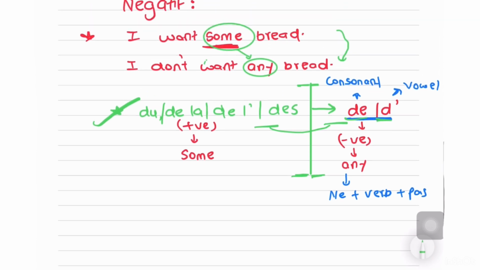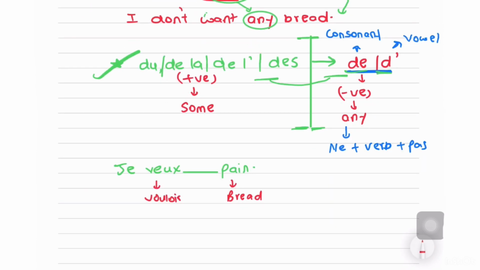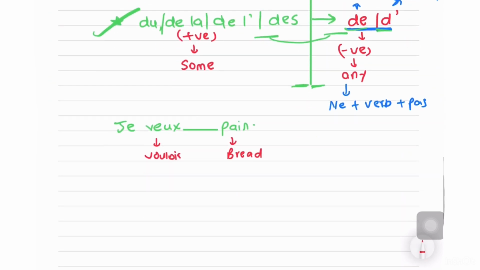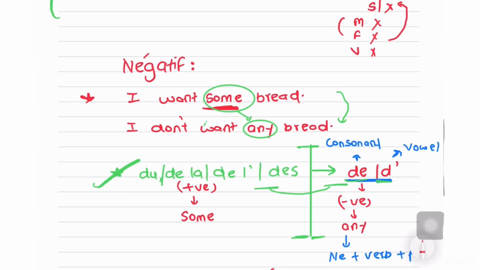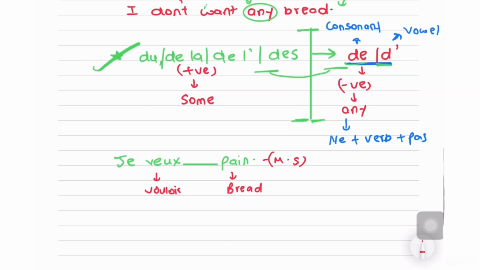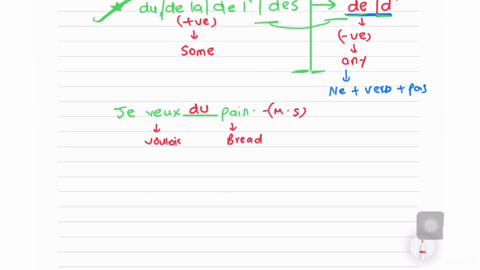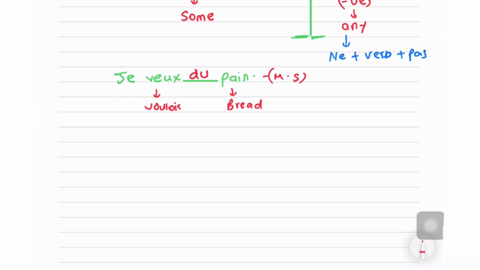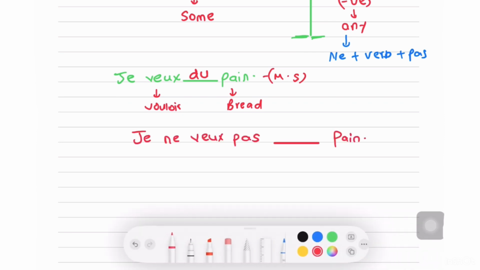We'll take an example. Now I want to say some. How will I pick which one of these four somes should I use? So pain is masculine. It does not end with e, that means it's masculine. And it's singular and it does not have any vowel either, right? So I'm left with du. That means je veux du pain. I want some bread. Now, if I take the same sentence in negative, that is, I don't want any bread.